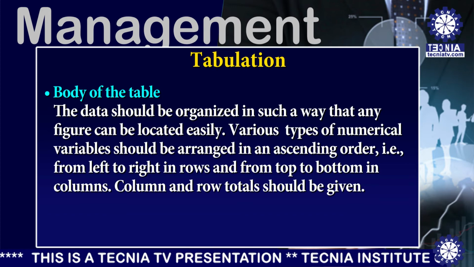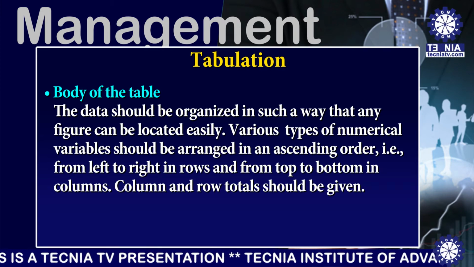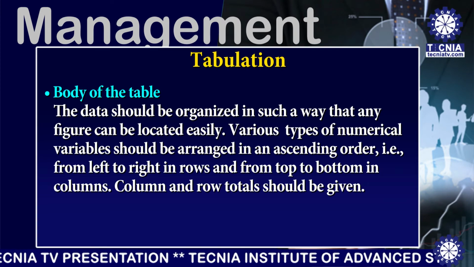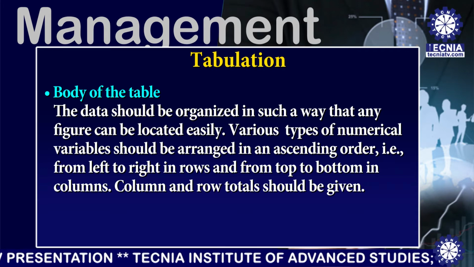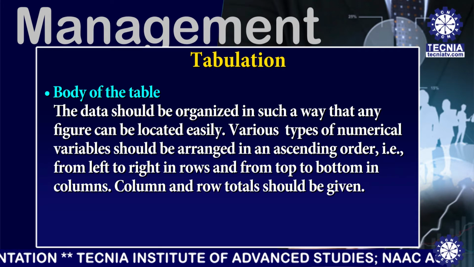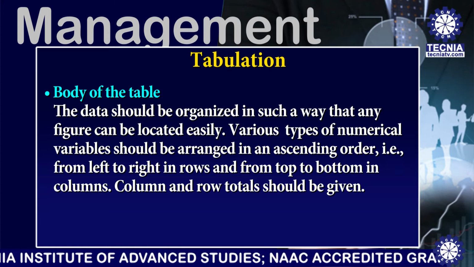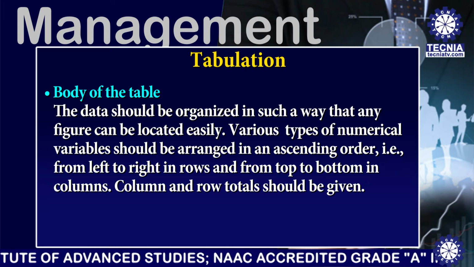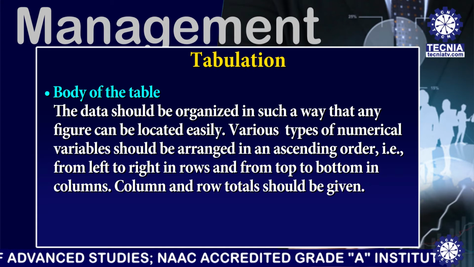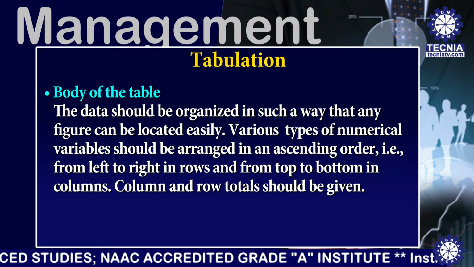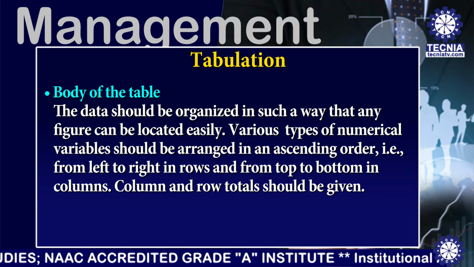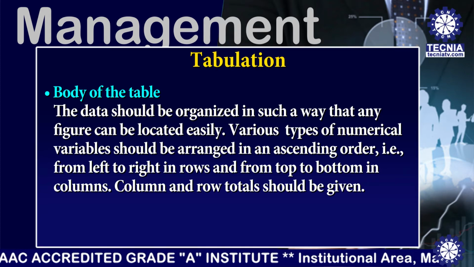Next one is body of the table. The data should be organized in such a way that any figure can be located easily. Various types of numerical variables should be arranged in an ascending order, that is, from left to right in rows and from top to bottom in columns. Column and row totals should be given.